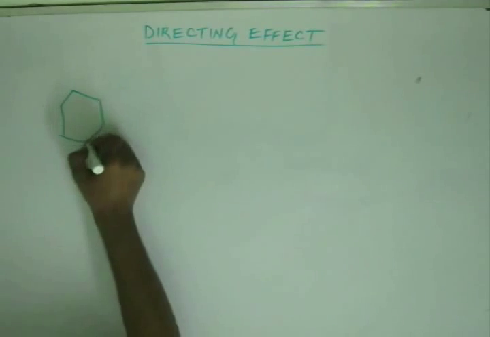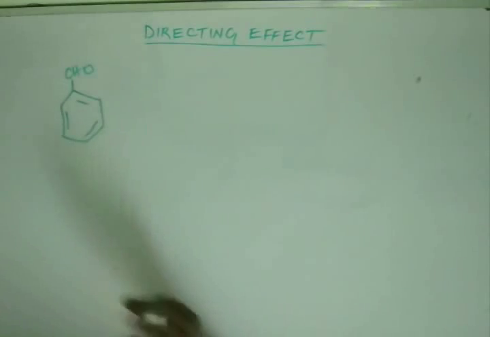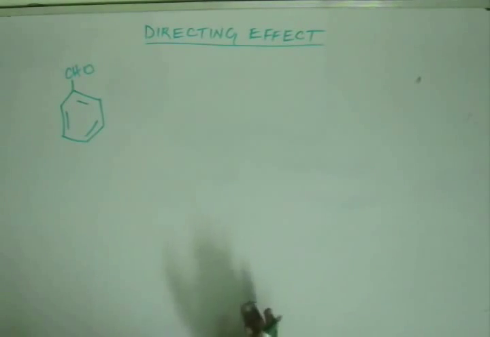To begin with, let's start with humble benzaldehyde. If our electrophile is coming to benzaldehyde, the question is, where will it go, to the ortho-para position or to the meta position?